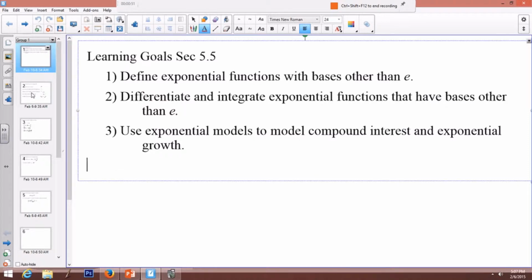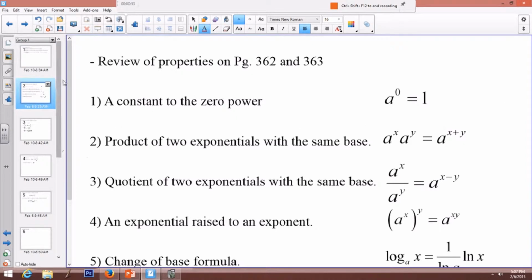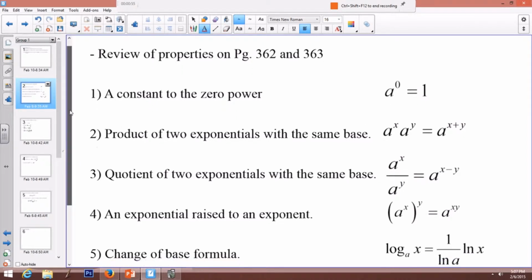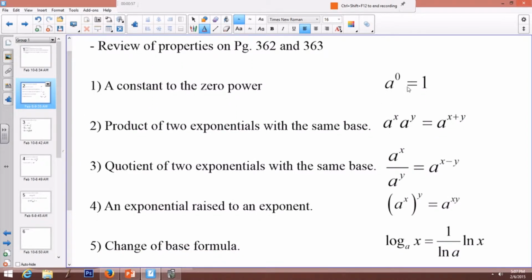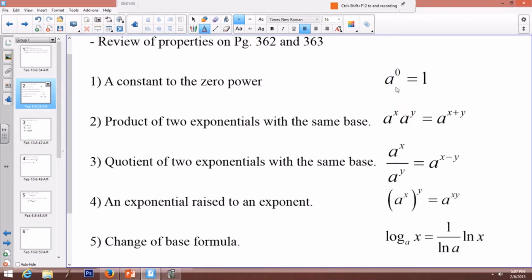All right, so some quick review things before we get started. First, a couple of properties of exponents. Anything to the 0 power is 1, except for when a is 0. 0 to the 0 is undefined. But anything other than 0 to the 0 power is 1.